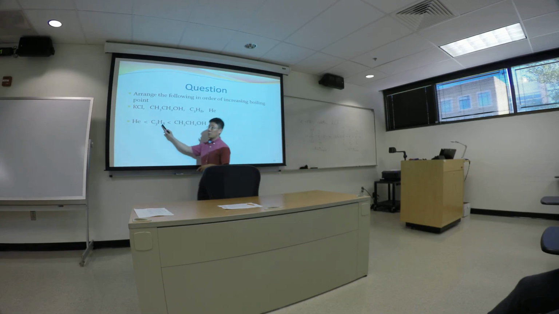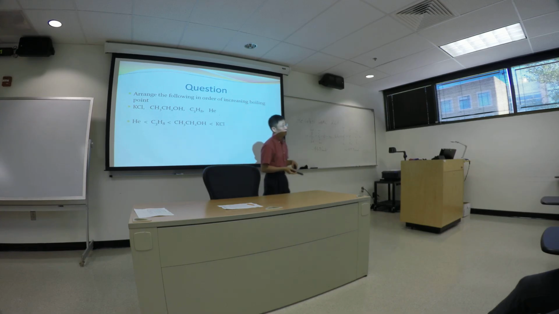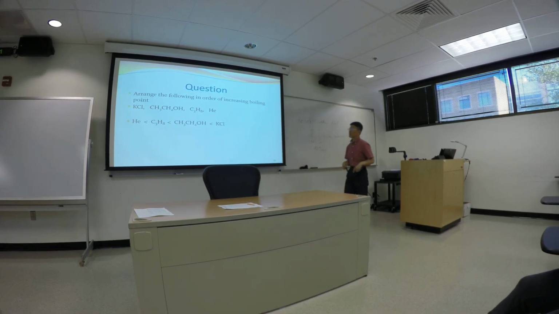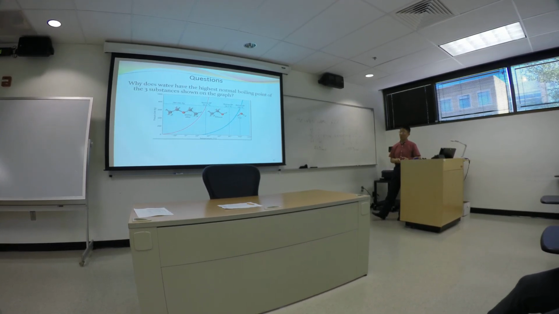This is 44 grams per mole. This is 4 grams per mole. So helium has the lowest boiling point. This is how you answer this type of question. For answering these types of questions, these are the things that we do expect you to know.